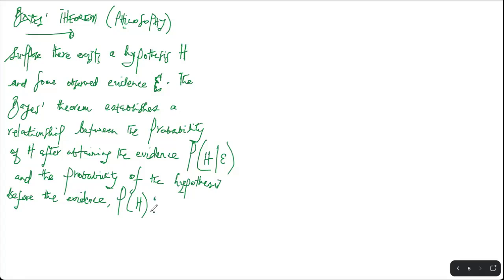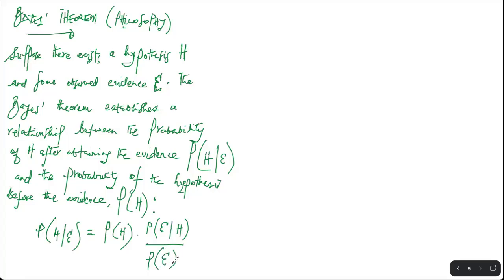So the philosophical underpinning of the Bayesian theorem is simply saying that the probability of the hypothesis given the evidence is the same as this relationship: the probability of H multiplied by this expression on the probability of the evidence. All right, and we will define what these terms are.